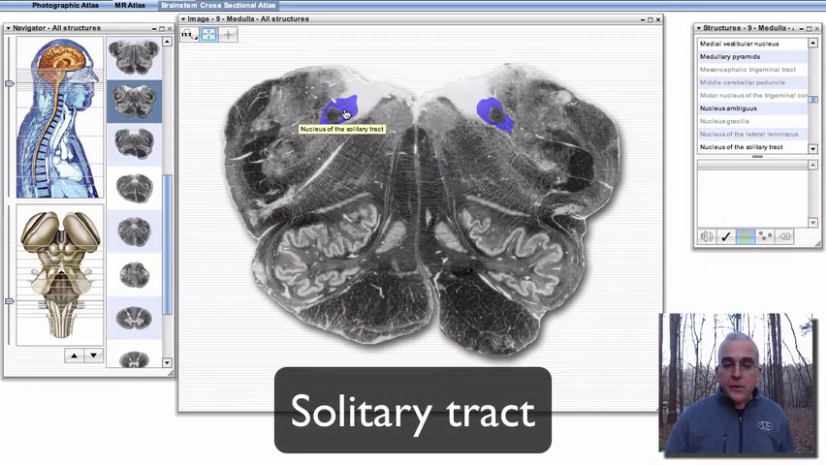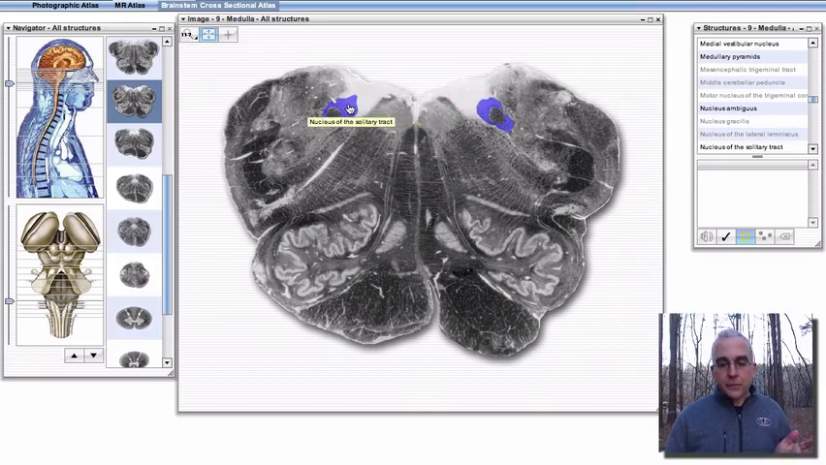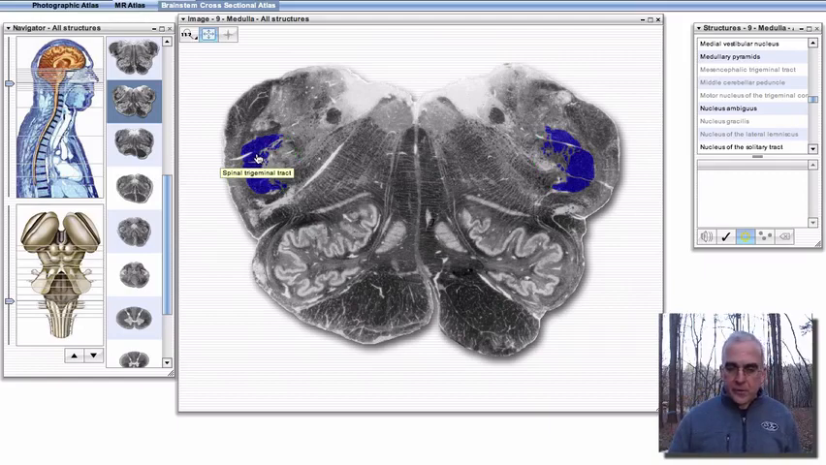The nucleus of the solitary tract is a visceral sensory nucleus. The dorsal motor nucleus of vagus is a parasympathetic visceral motor outflow nucleus. So notice again the organization that we have here: somatic motor, visceral motor, visceral sensory, and then we have special sensory and general sensory. Our special sensory at this level are still vestibular nuclei, and then our general sensory is still the spinal trigeminal nucleus, the spinal trigeminal tract.